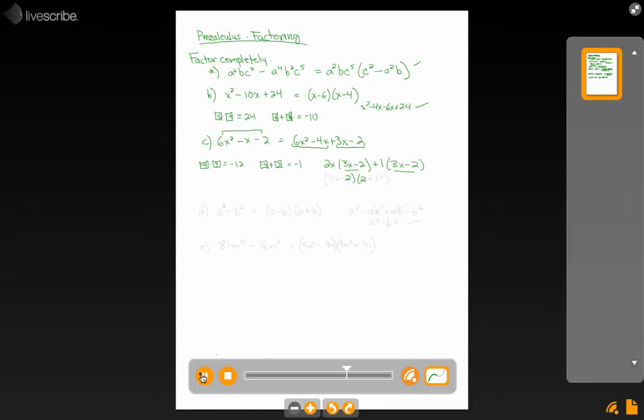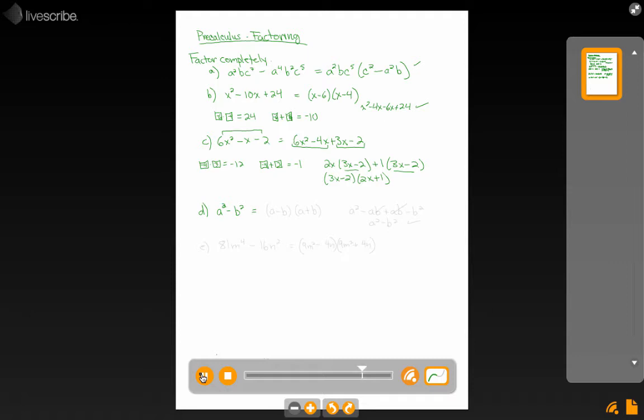So if those two things in the brackets there are the same, we've done this correctly. You end up with 3x minus 2 times 2x plus 1. With these ones, that's the method called decomposition. There are some others you may have learned at some point along the way, but that is the most common one that's taught. Again, if you FOIL it out, you'll get 6x squared minus 4x plus 3x minus 2, and you'll end up back where you started.